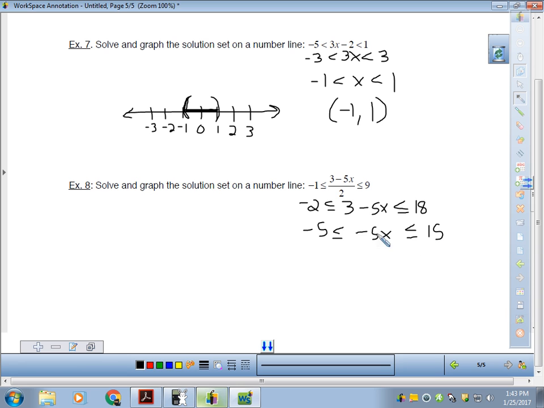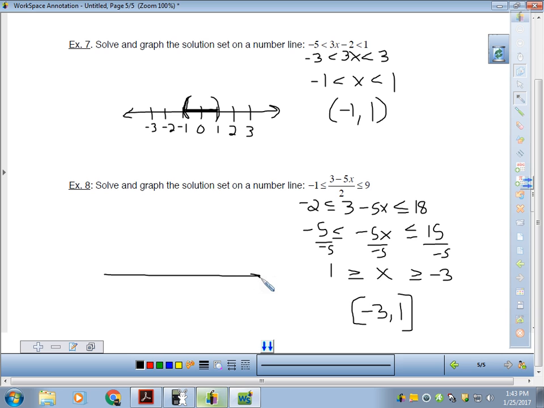And then the last thing to do to get the x by itself is to divide everything by negative 5. Now, when I divide by a negative, though, remember that the inequalities are going to switch. So these are going to become greater than or equal to. We'll have x in the middle. And then over here, negative 5 divided by negative 5 is positive 1. Over here, 15 divided by negative 5 is negative 3. So x needs to be between negative 3 and positive 1. If we write that in interval notation, it would be negative 3 to positive 1 with both of them in brackets because of the equal to's.